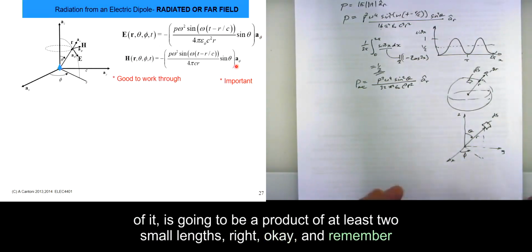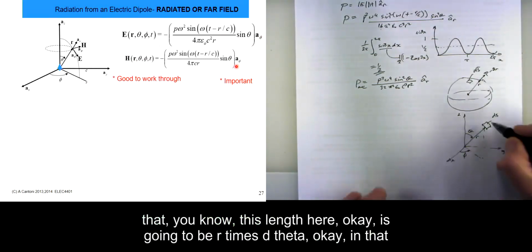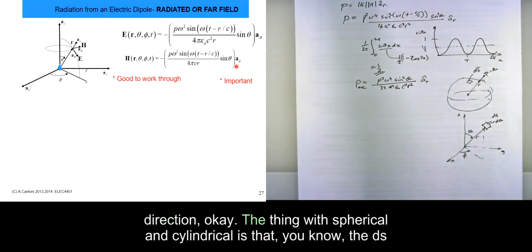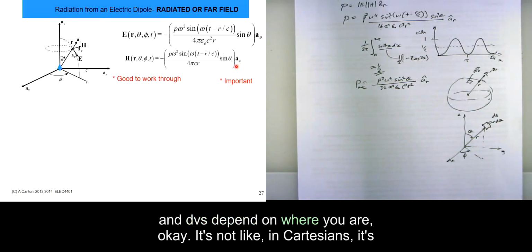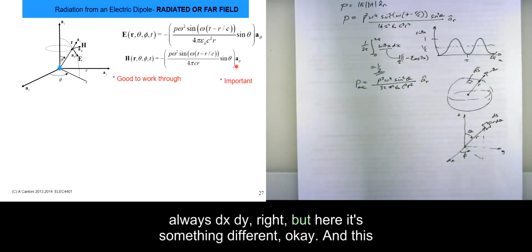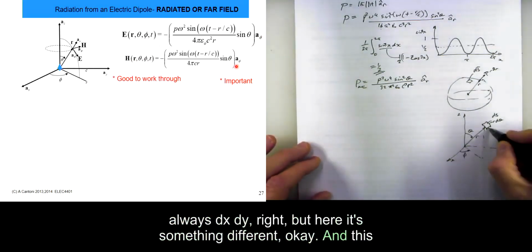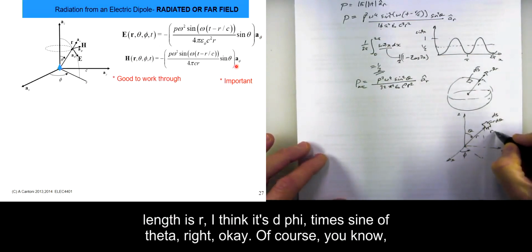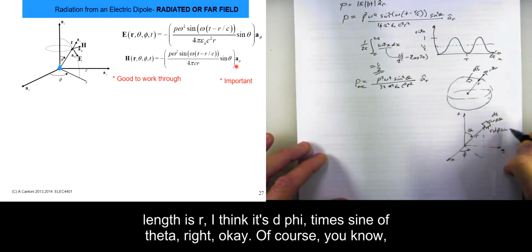Remember that this length here is going to be r times d theta in that direction. The thing with spherical and cylindrical coordinates is that the ds's and dv's depend on where you are. It's not like in Cartesians where it's always dx dy. Here it's something different. And this length is r, I think it's d phi times sine of theta, right?